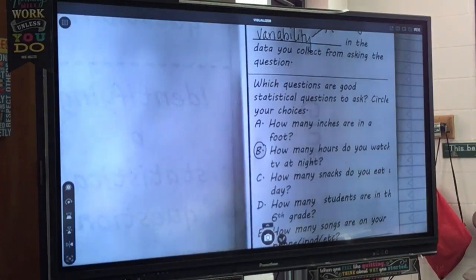All right, C says, how many snacks do you eat a day? So stand up if you think this is a statistical question.